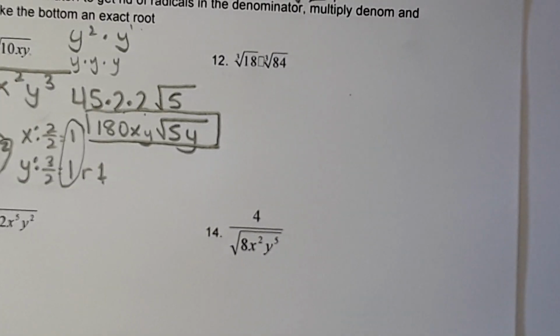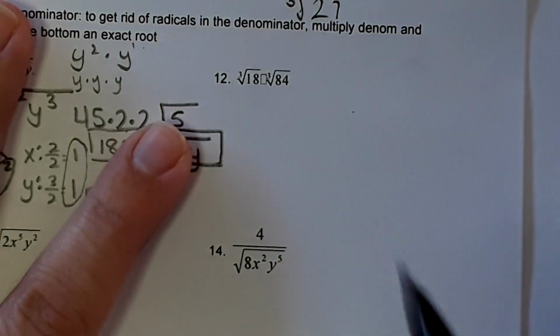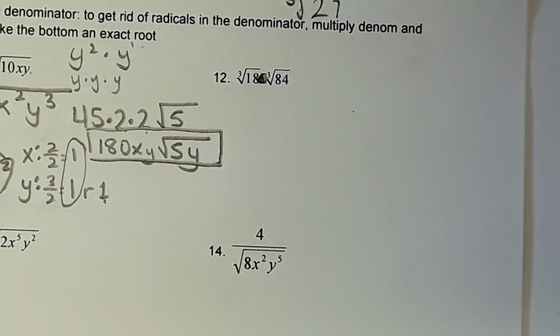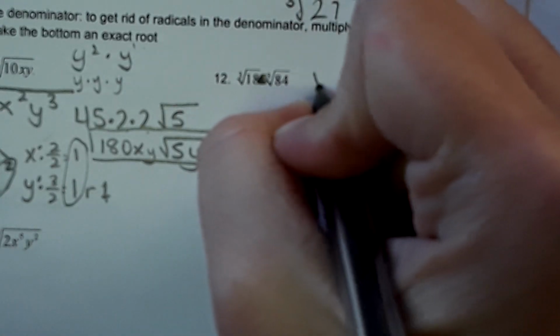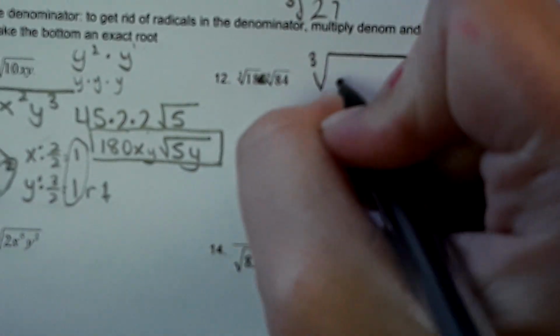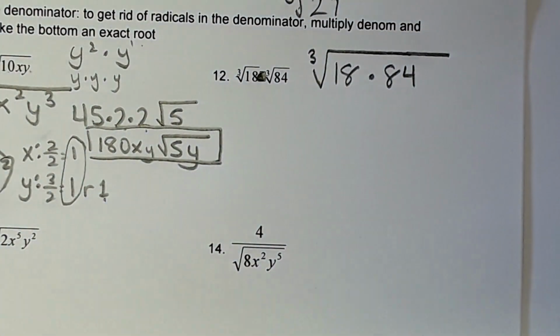Okay, now moving over to number 12, focus. It looks like there was a little error here. This is supposed to be a multiplication symbol. So we have the same index here, so we can combine this and put it into the same root. So we have cubed root, and I'm just going to leave these separate because I'm going to have to break them up into smaller factors anyway.